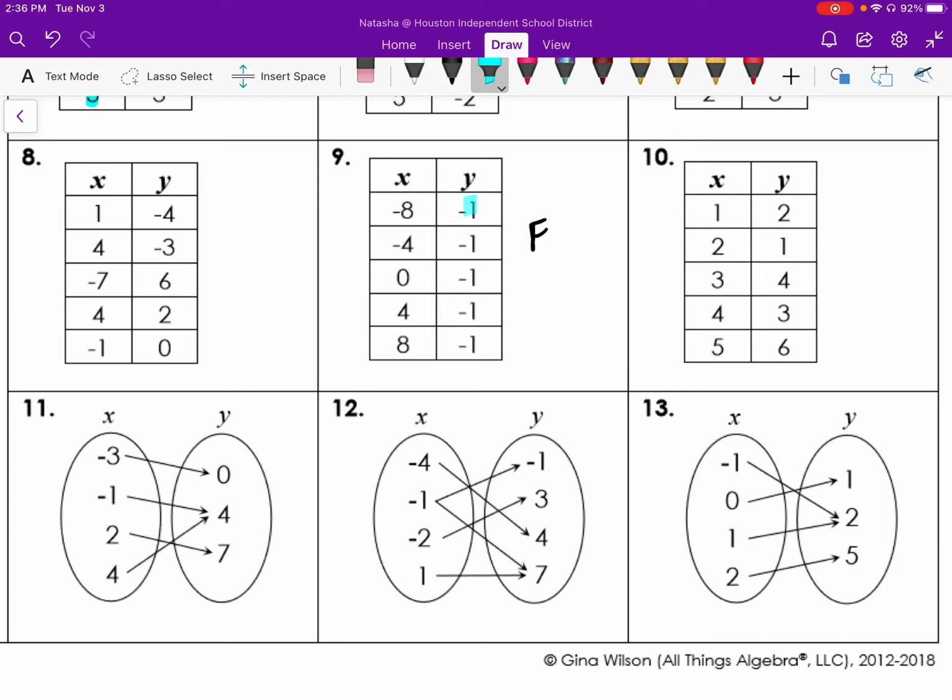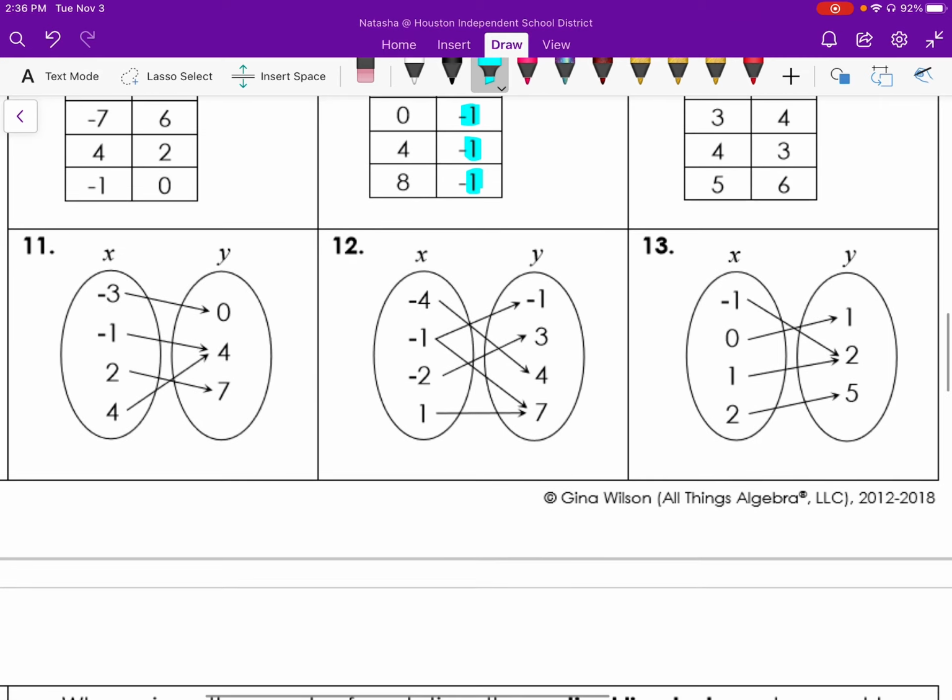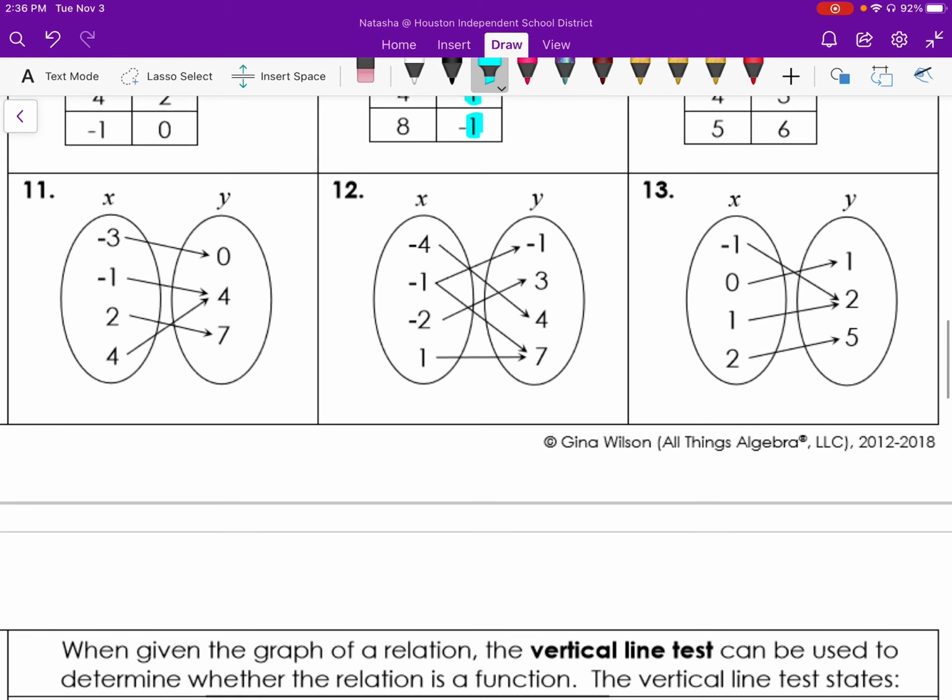Also note your y value here repeats. It's -x each time, but that's okay. All we really need is that the x value cannot repeat. So all you've got to remember is, does my x value repeat? My y can. All right, so now let's look at our table values, or our mapping values.